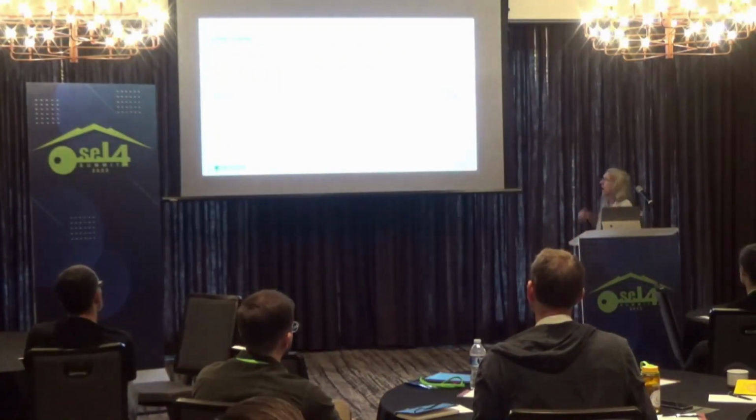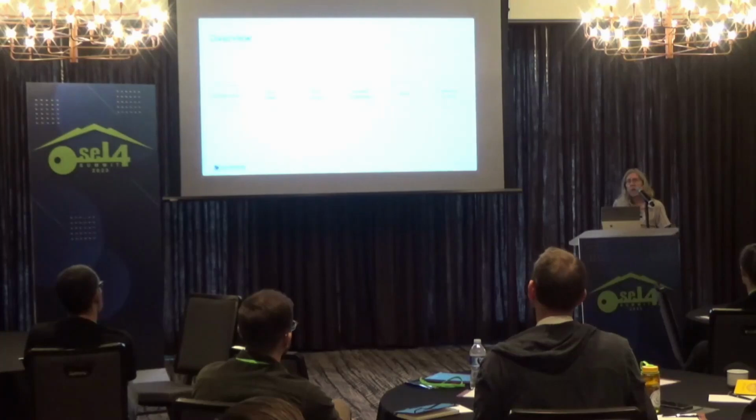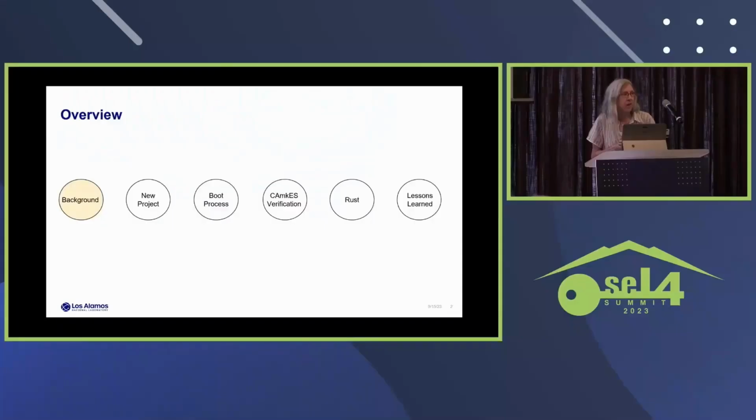So first, let me provide a little background. We had a small project with a handful of people that started a couple years ago, primarily so we could learn more about formal methods. That project was a success, so we pitched a second project, which we're in the midst of wrapping up right now. From that project, I'm going to talk about three things in particular: booting up the system, CAM keys verification, and our interface with Rust. Then I'll wrap it up with some lessons learned.